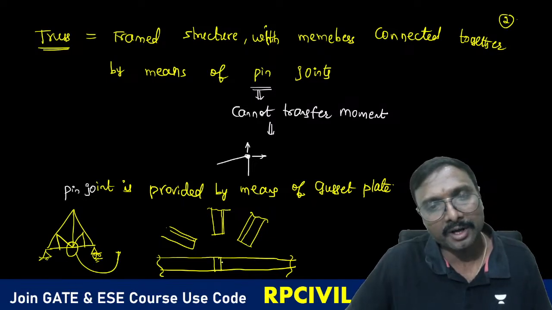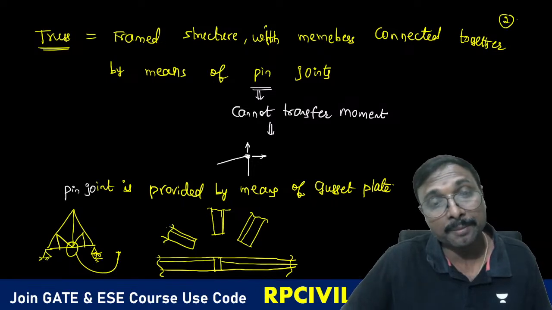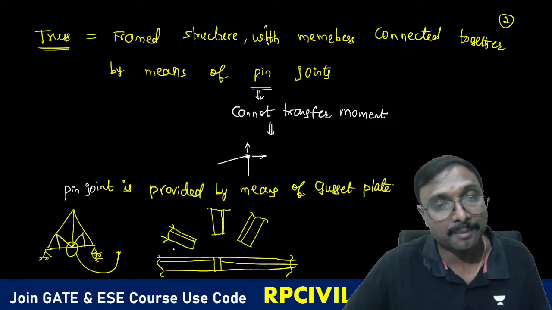Now tell me, if you just observe it, all members are meeting at a place or not? Each and every member is representing the force in that member. So all forces are meeting at a place or not, everyone?